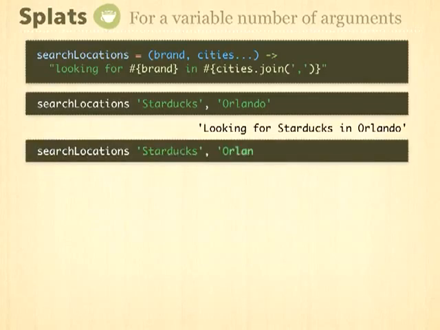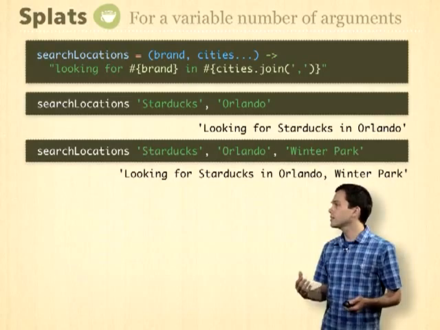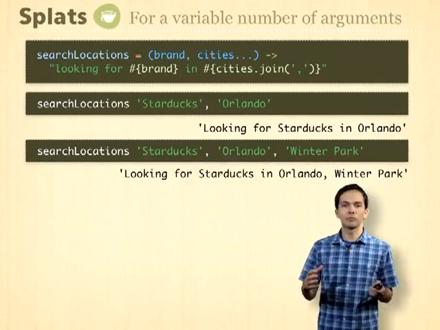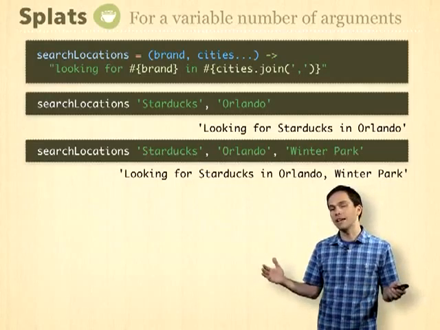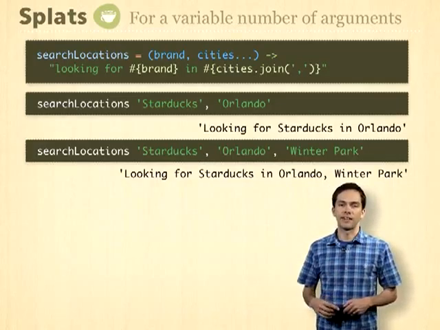We can also call this function using 3 parameters, or 4 parameters, or 5 parameters. You can see here that it's basically taking whatever parameters are after the first one and combining them into an array, which we are then joining inside of that string.